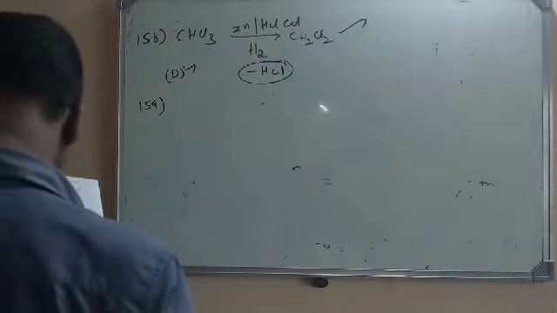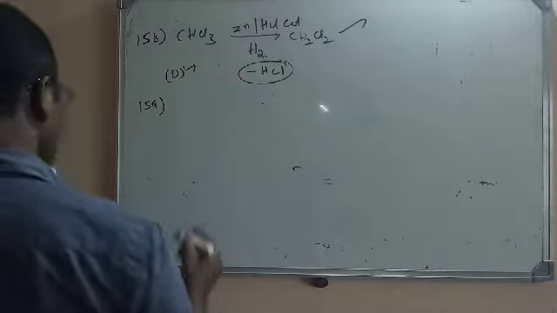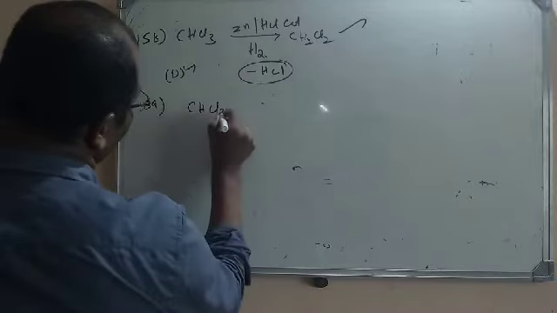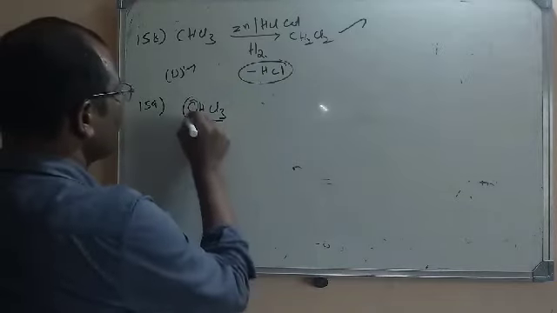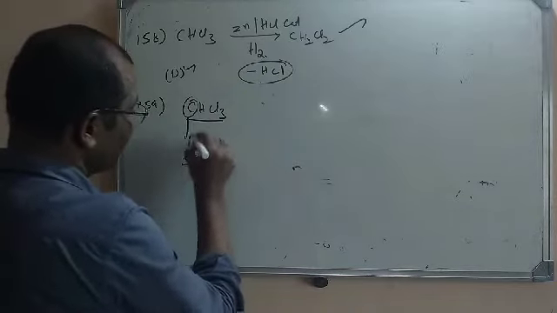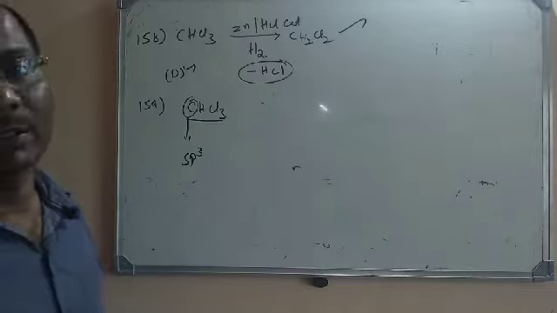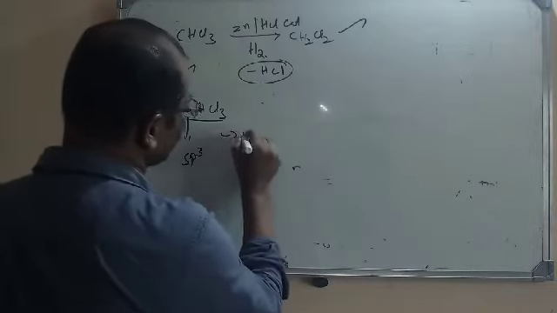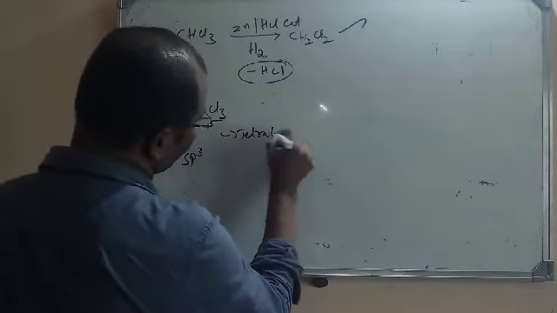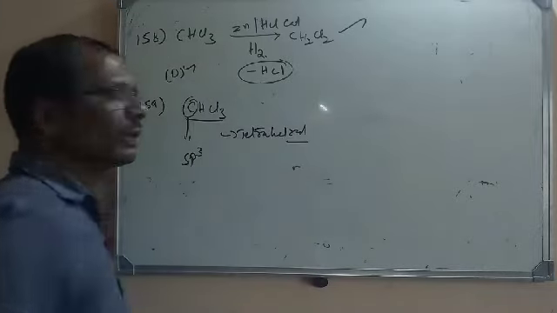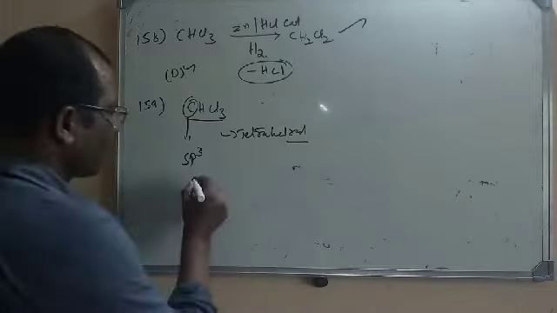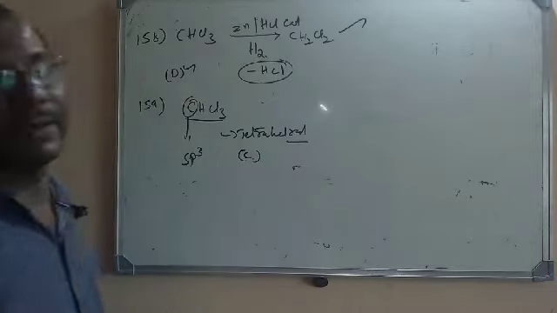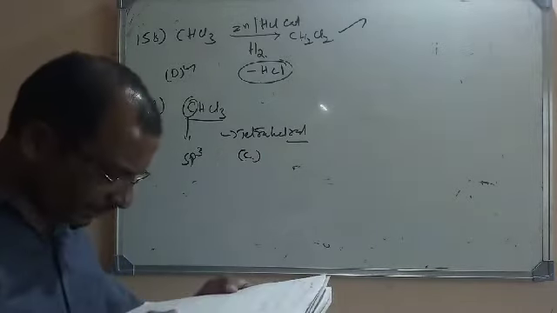Next one is 159. The shape of the CHCl3 molecule. A direct question. CHCl3. What is the shape here? If you see this carbon here, the hybridization is sp3. sp3 means it will have a tetrahedral geometry. So what is the shape? Tetrahedral. Option C is the right option. It has a tetrahedral structure.